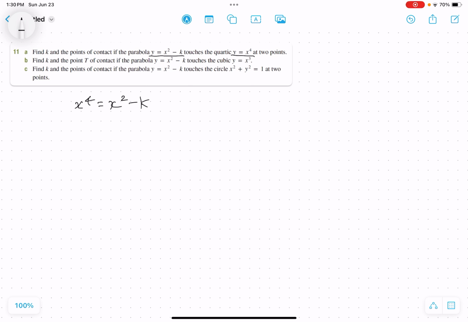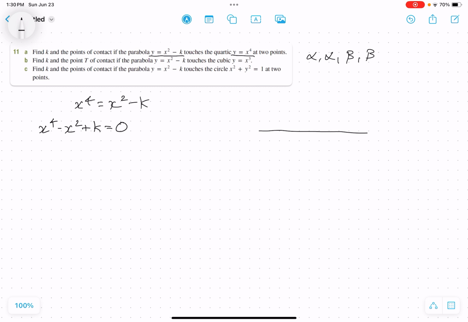x to the 4 equals x squared minus k, or x to the 4 minus x squared plus k equals 0. So we could be looking for 4 roots if they were single roots, if they cut through. But this is touches, so tangents at 2 points. So it's like we've got 4 roots, but they're alpha, alpha, and beta, beta. So we've got double roots.